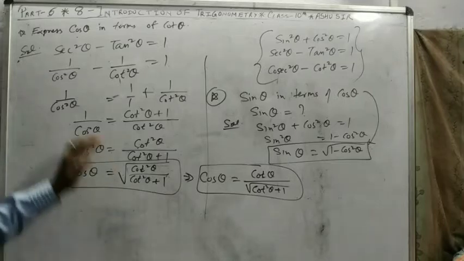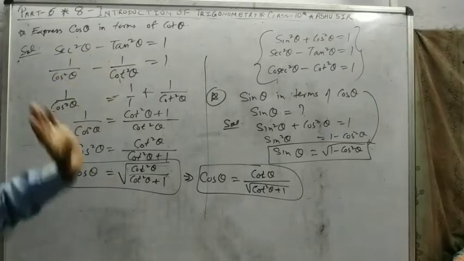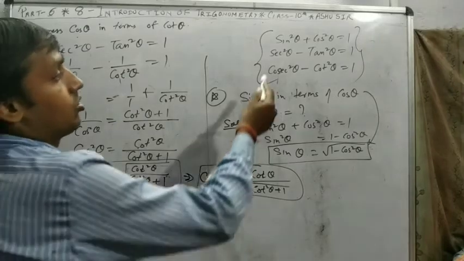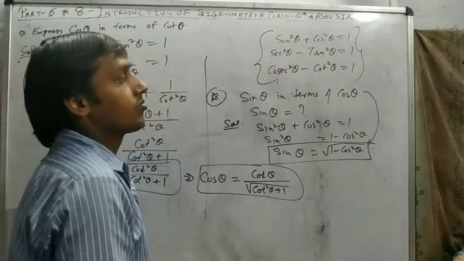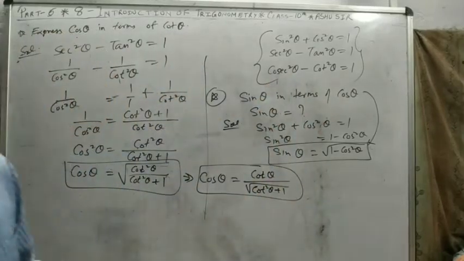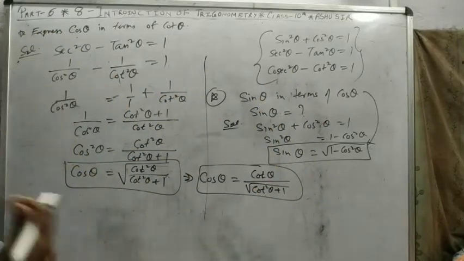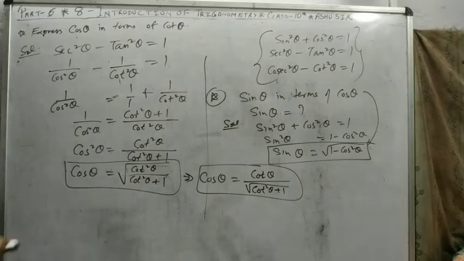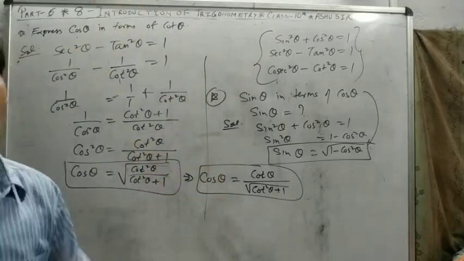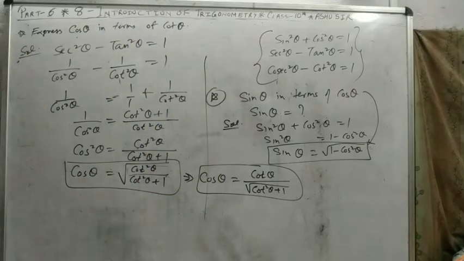I hope you understand why we take this. Similarly, if cosec, sec, sin, tan, so all 6 are related to each other. Sin, cos, sin, sec, tan. You only use these 3, and with this step you can solve it. Pause the video and note down.